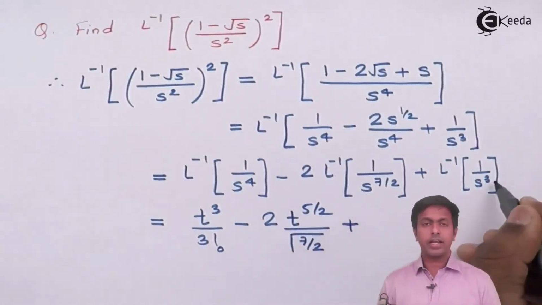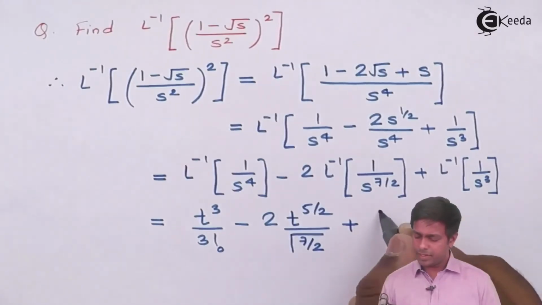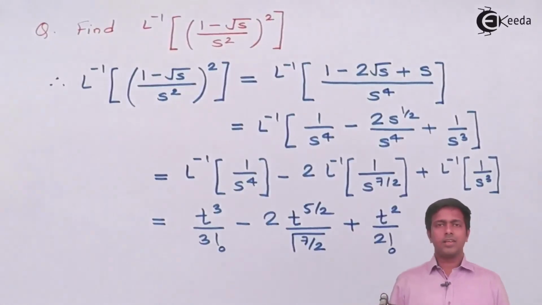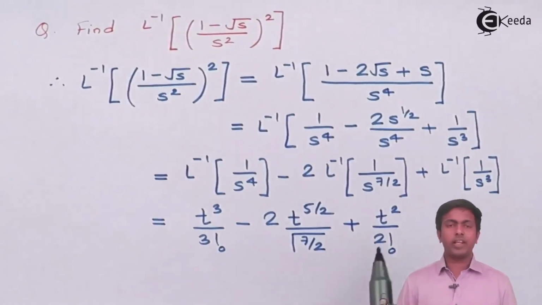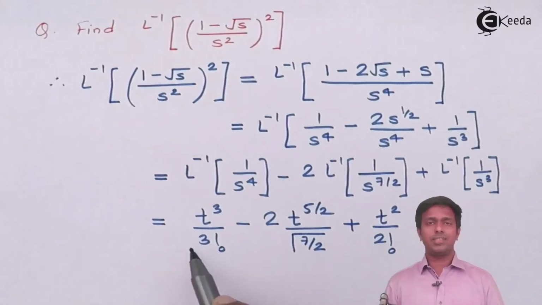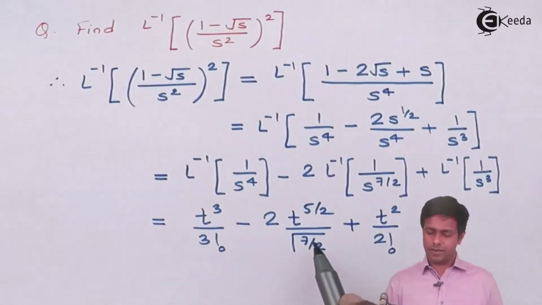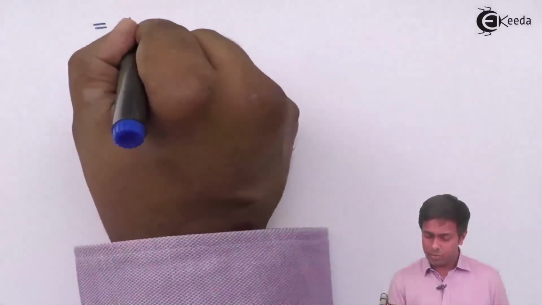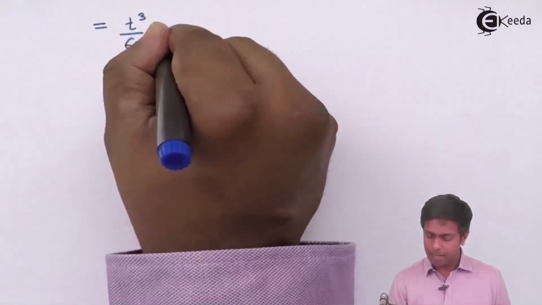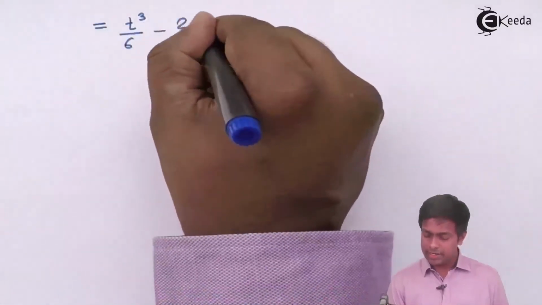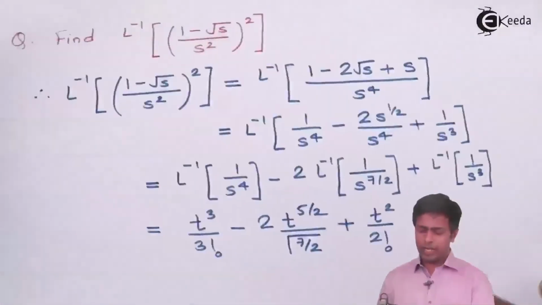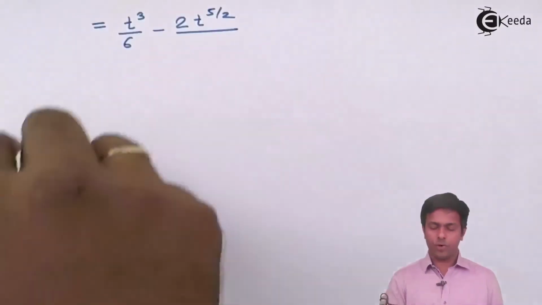Plus, for 1 upon s cube, that will become t square upon 2 factorial. So guys, if you want, you can simplify the terms, that is 3 factorial is 6, and you can simplify gamma 7 upon 2 and we can get the final answer. So this will become t cube upon 6 minus 2 t raised to 5 by 2. Now what is the value of gamma 7 by 2? So here I'll show you the formula.